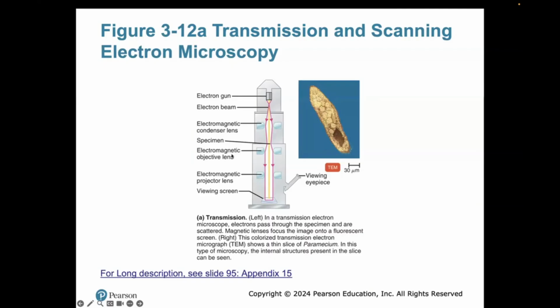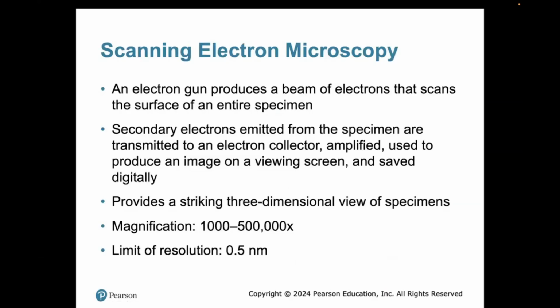So looking at the pathway of the electron beams, you have an electron gun that's going to allow the electron beams to be released, and then it's going to pass by the electromagnetic condenser lenses, which will then reach the specimen. After the beams pass through the specimen, the objective lenses will then allow it to be picked up by the projector, and you'll be able to view the specimen through the eyepiece, right? And then capture an image.